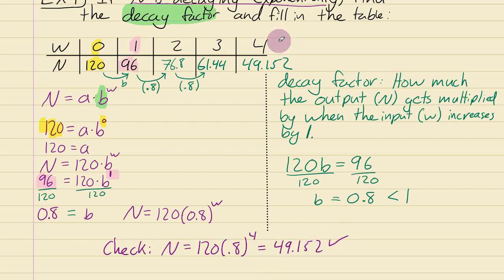Okay, so that's a couple ways to do it. Either thinking of the decay factor as just how much you multiply each time to go to the next one, and then just continue filling in the table doing that. Or you could also do this other process to find a formula for the function by actually finding the values of a and of b here, so that you can plug them into a formula for it.